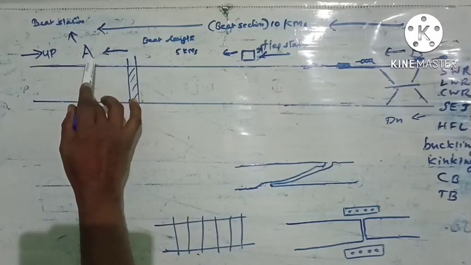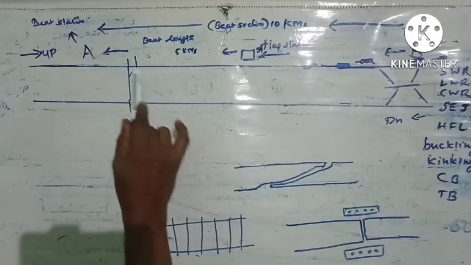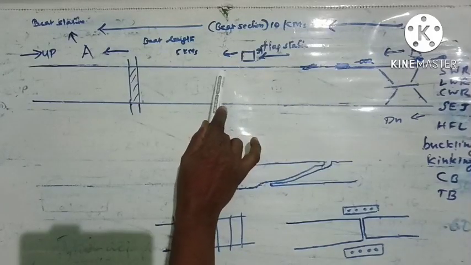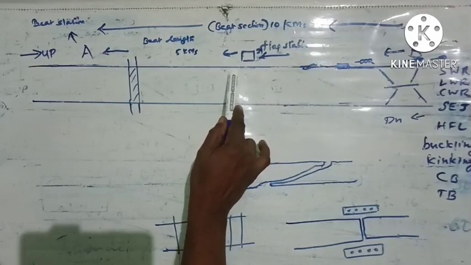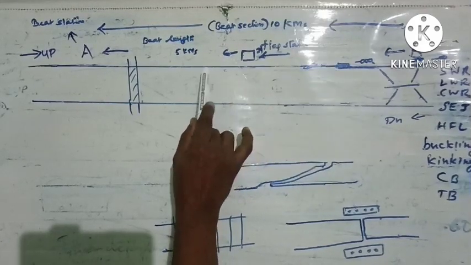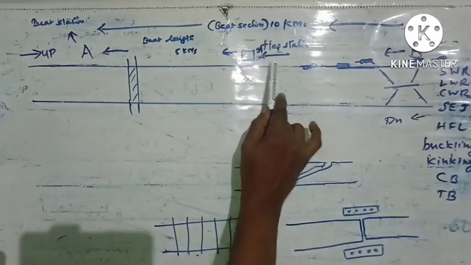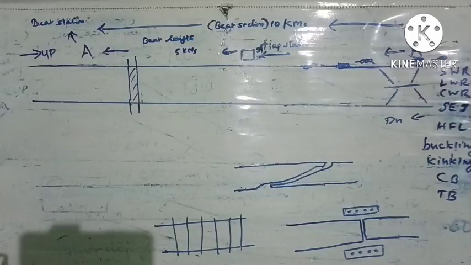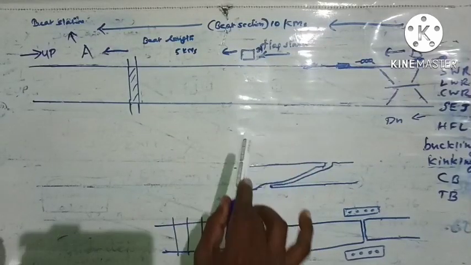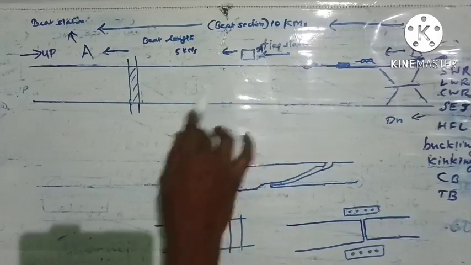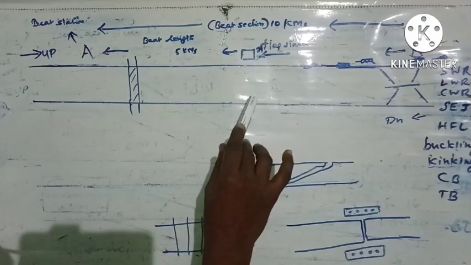Suppose a train starts from station A towards station B, and it is moving in this section. If there happens to be an obstruction, suppose there is a rail crack or a fallen tree, the train cannot shift its movement to a side and then come back to this track. It is not possible, whereas in the case of road traffic it is possible. That is the main difference between road traffic and rail traffic. The way for the train is permanent, that is the permanent way.